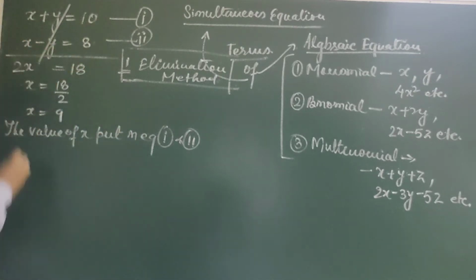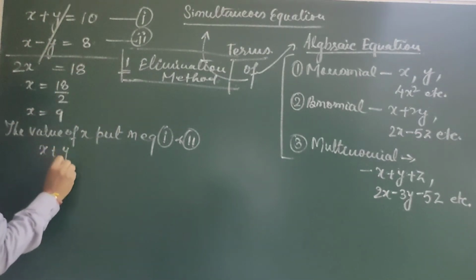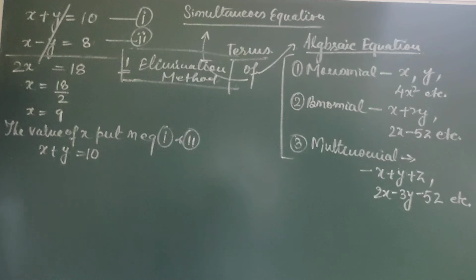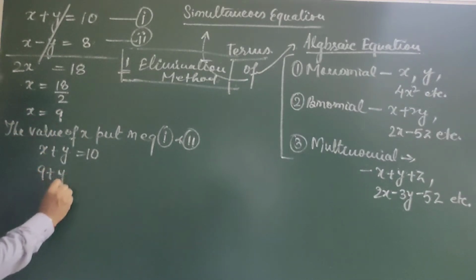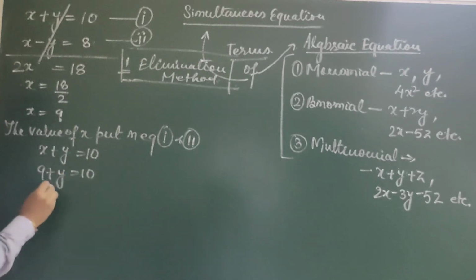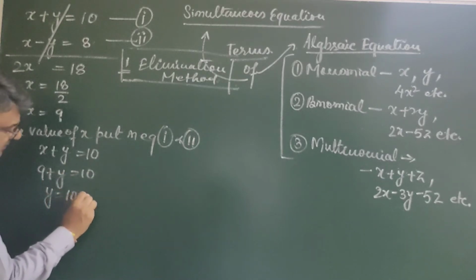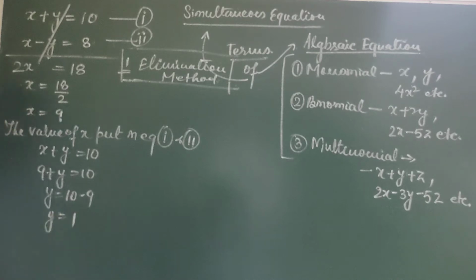Okay, now equation 1 is x plus y equals 10. Now the value of x is 9. Now 9 plus y equals 10. Therefore y equals 10 minus 9. Now y equals 1.